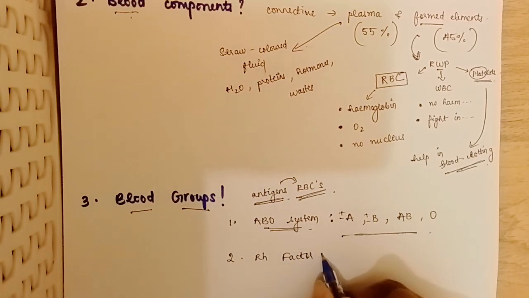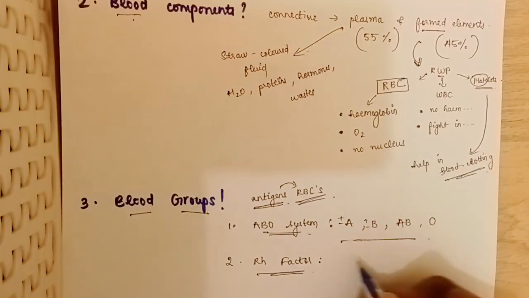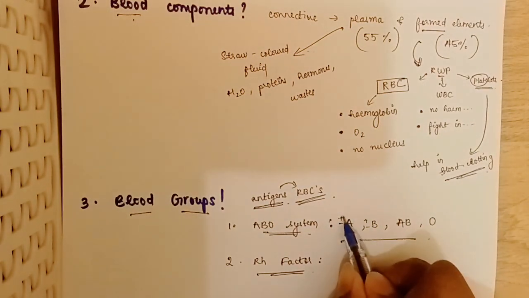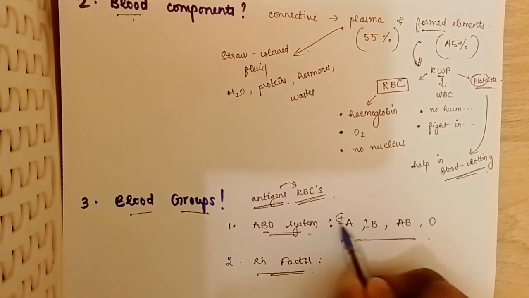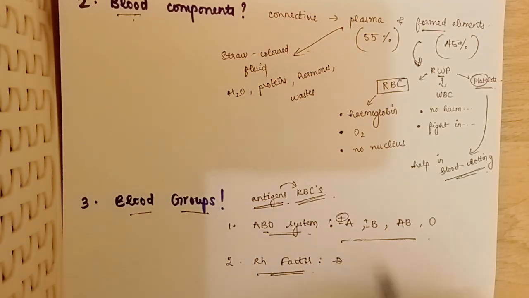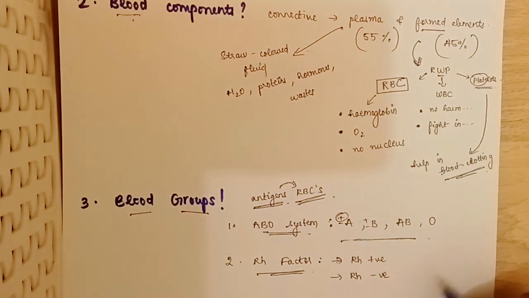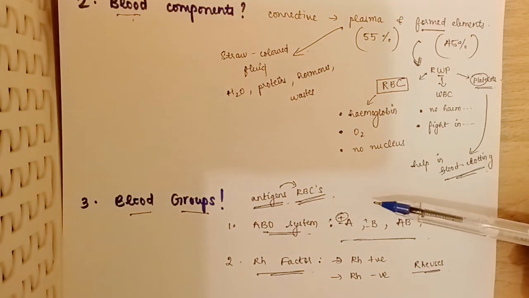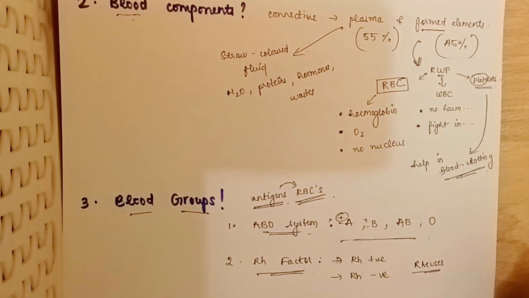So Rh factor tells us if the blood group is positive or negative. A positive blood group will have Rh positive, and the negative will have Rh negative. The Rh comes from the monkey name Rhesus. Again, the wrong blood transfusion can be dangerous due to the antigen and antibody reaction.